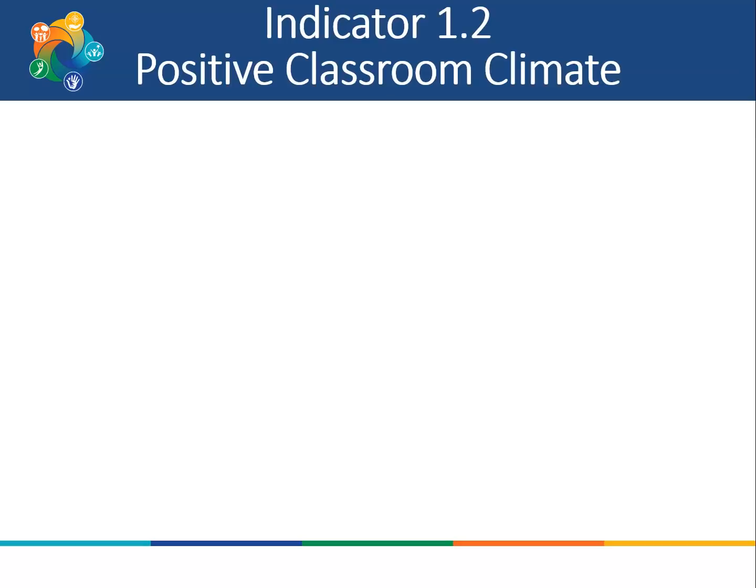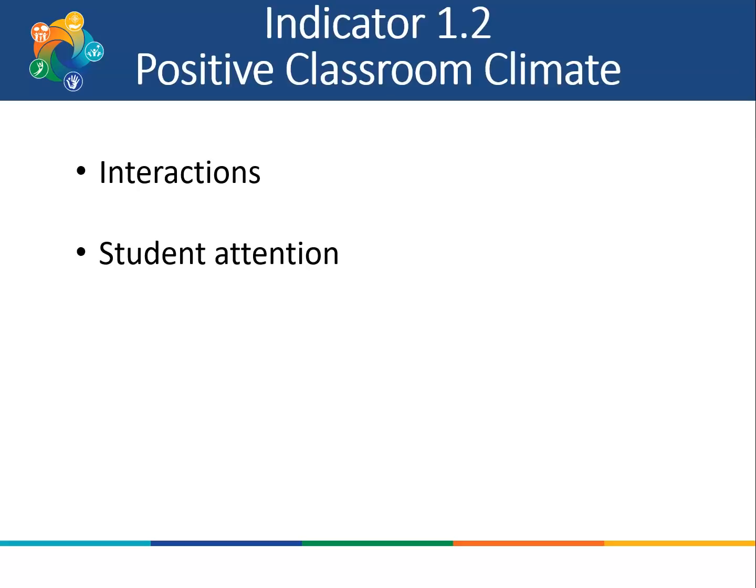Indicator 1.2 includes descriptors that describe student interactions as being respectful, and not just about student respect for the teacher, but student respect for each other as well, and teacher respect for the students. Respect can look different in different ages and contexts, but a positive classroom climate is grounded in respect. Also in a positive classroom climate, students listen attentively without distraction. This is because the teacher has set up behavior and procedure expectations that support attentive listening, and students are known and respected by the teacher.